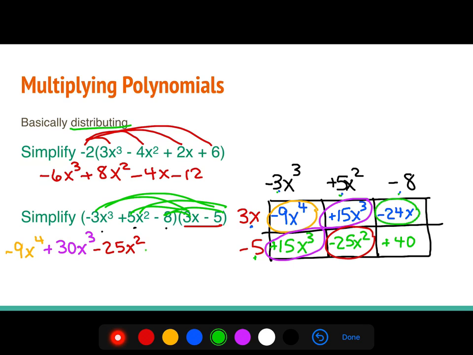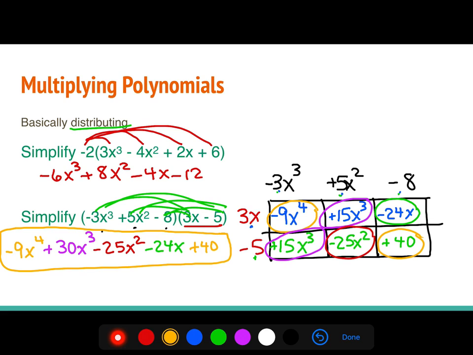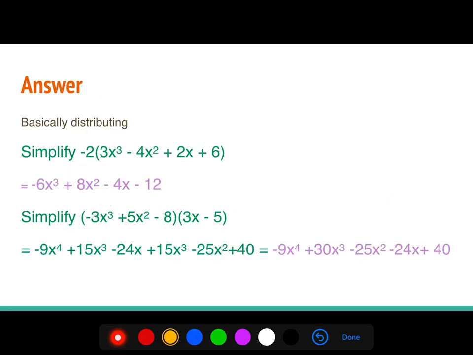And then I'm going to look for some squareds. And he's the only one. And then I'm going to look for some x's. That's the only one. And last but not least, I'm going to look for some numbers. So there's my answer. When I multiply that out, I used the box, but you can just distribute. And what I did is I combined like terms, and there we go.